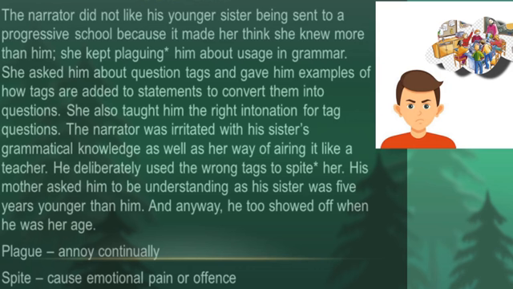The narrator was irritated with his sister's grammatical knowledge as well as her way of airing it like a teacher. He deliberately used the wrong tags to spite her. His mother asked him to be understanding as his sister was 5 years younger than him. And anyway, he too showed off when he was her age.